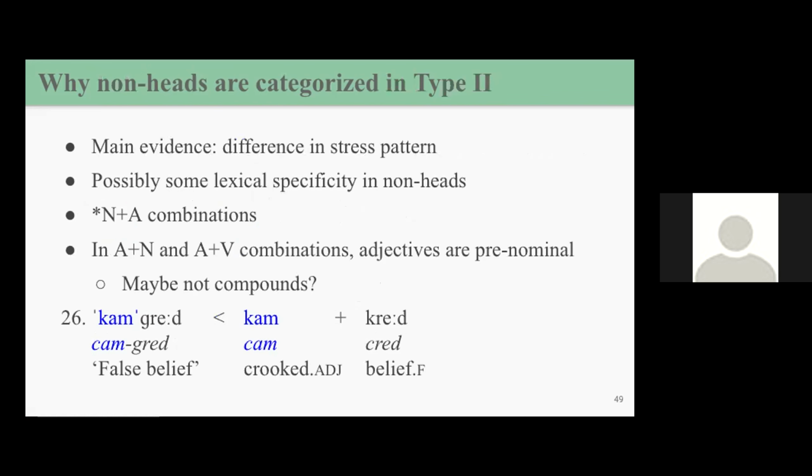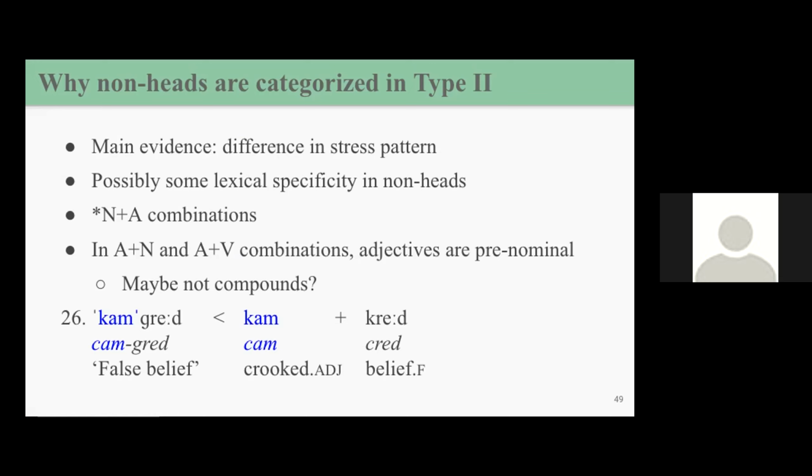Cool. And so one area of work is evidence for why non-heads in type 2 are categorized. The main evidence is the difference in stress pattern, but there's also some lexical specificity. For instance, we don't see any noun adjective combinations, and when you have an adjective noun or adjective verb combination, the adjectives found in these combinations are always or almost always pre-nominal. There are some that can be nouns.